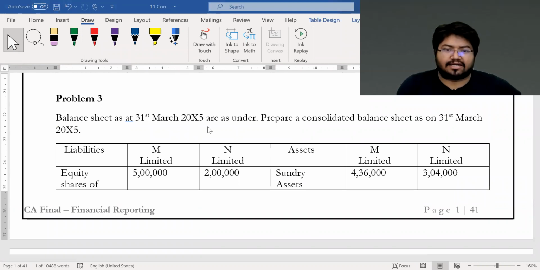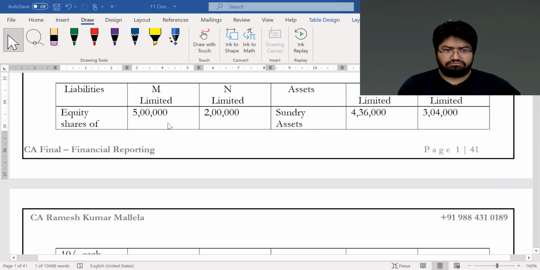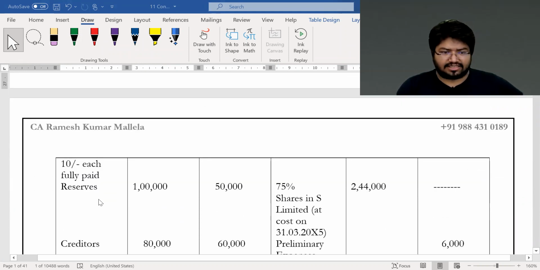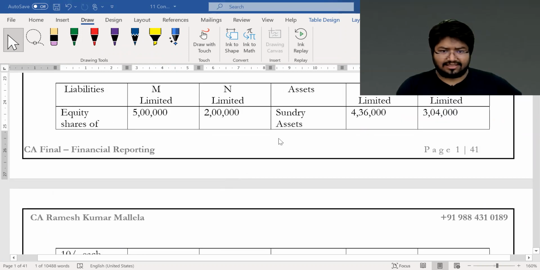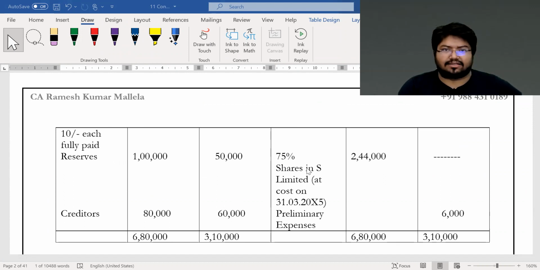Balance sheet as at 31st March 25 are as under. Prepare CBS as on 31st March 25. That means again, he did not specifically mention on which date he has purchased. Let us see whether that information is given. Otherwise, we'll assume that it is purchased also on 31st March 25 only. Equity shares of 10 each fully paid. Reserves, creditors, total. Assets, sundry assets. 75% shares in S Limited at cost on 31st March 25. That means he has purchased on the same date.